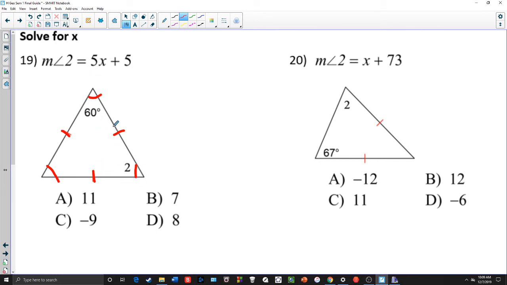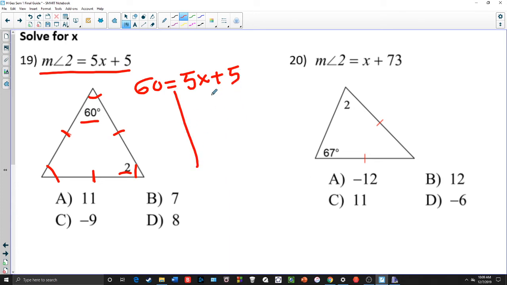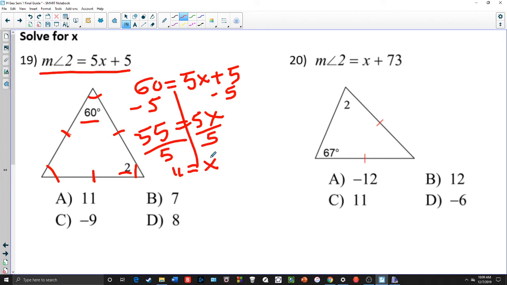Well, if all 3 angles match up, that means this angle and this angle are the same. So I can say that 60 is equal to angle 2, which we say right here is 5x plus 5. So I can set up this equation here and then solve for that. So I can subtract 5 from both sides. I get 55 is equal to 5x. Then I can divide by 5 on both sides, and I get 11 is equal to x.